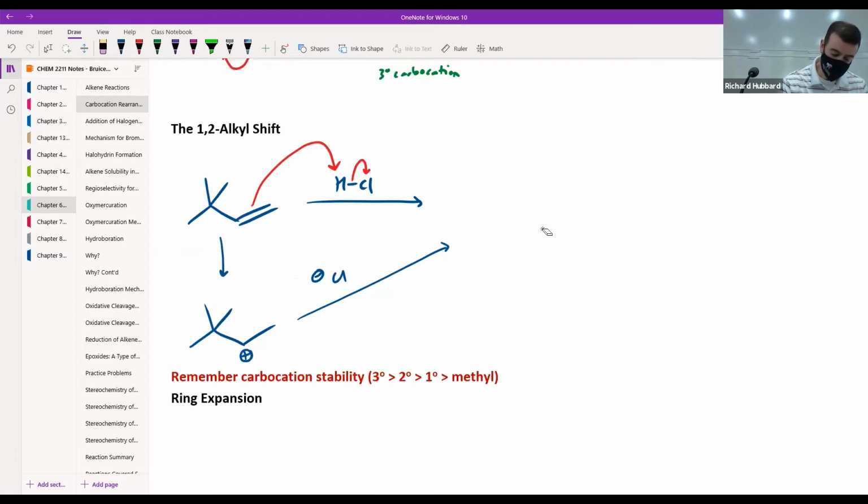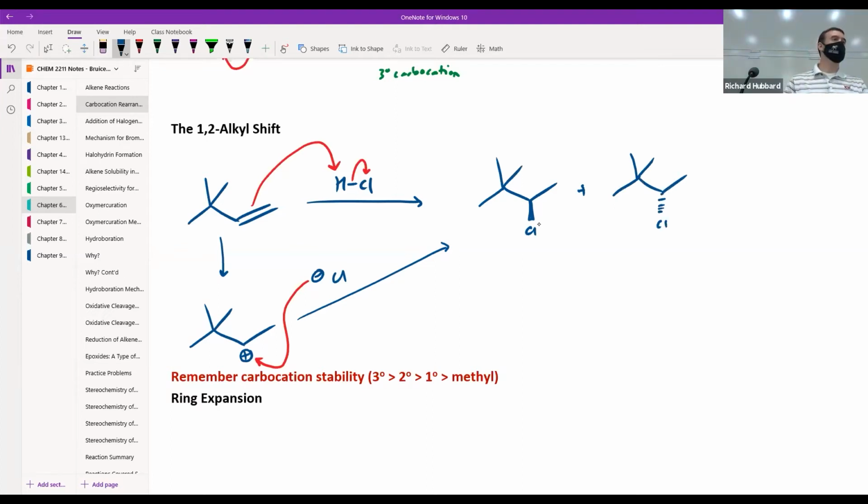Actually, what I'll do is draw it like this. And then we're going to create two products just like we did before. We're creating a very similar set of products here. We just have one additional carbon, one additional methyl group on this starting material.